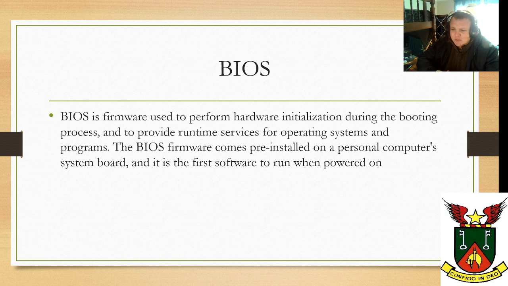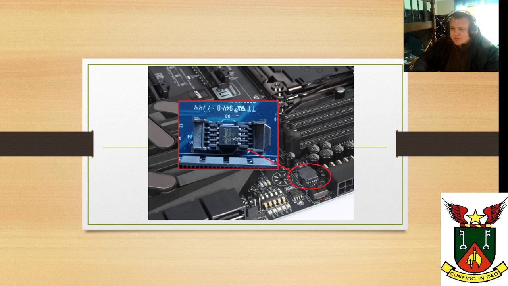The BIOS firmware comes pre-installed on a personal computer system board, so on the motherboard, and it is the first software to run when you power your computer. Just quickly, where it's allocated, it will be somewhere on the motherboard, grade 12s. Now, important, we, the general user, don't fidget around with this chip.